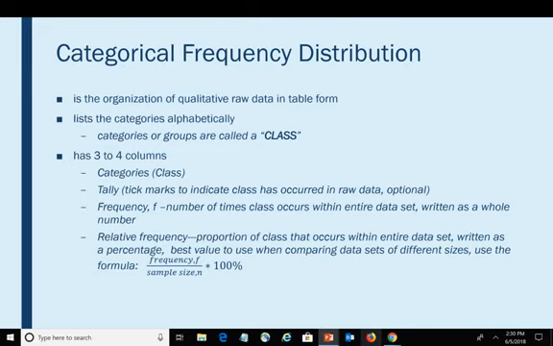The relative frequency is used when we want to compare data sets of different sizes. The formula for calculating relative frequency is the frequency divided by the sample size multiplied by 100%. We also use our frequency distributions as a jump start for the graphs that we'll look at later on.